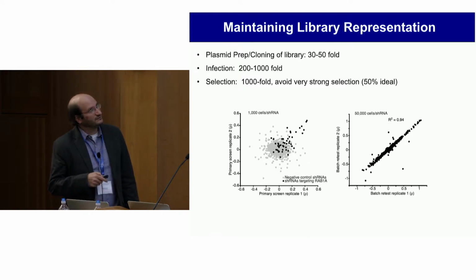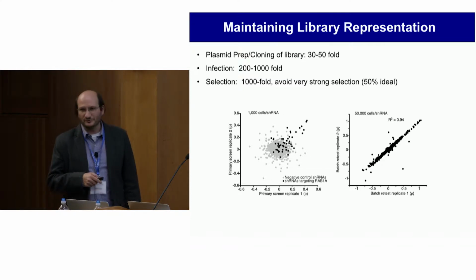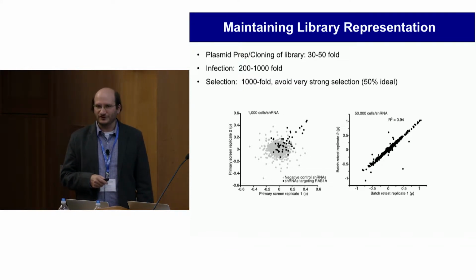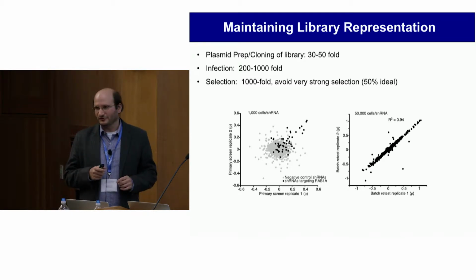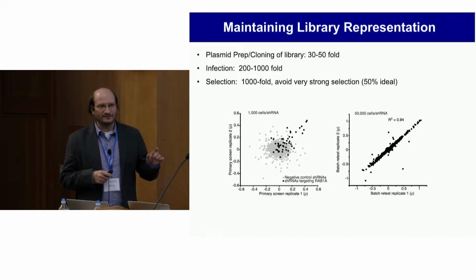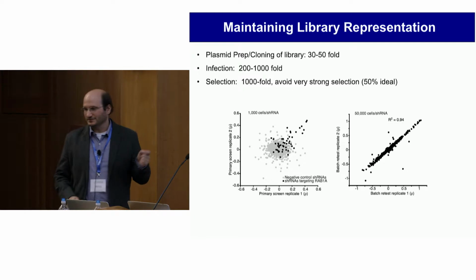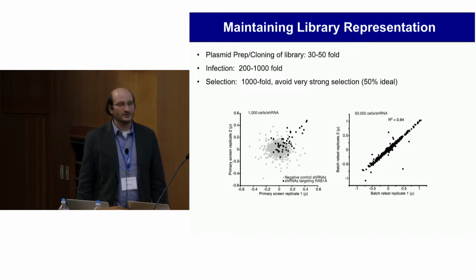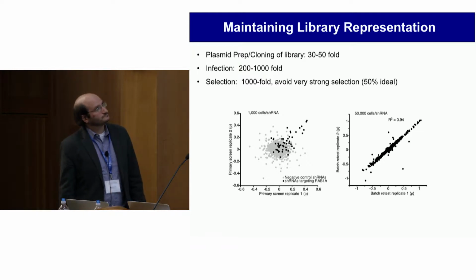When we do a screen, we typically try to maintain a 1,000-fold representation. This is the noise you see between 2 replicates at 1,000-fold. Actually not too bad. But if it were possible to improve that coverage to like 50,000-fold, you can see the noise goes almost to 0. So it's something to keep in mind that the amount of coverage you get can really influence the noise in these types of screens, even with a really improved CRISPR library.